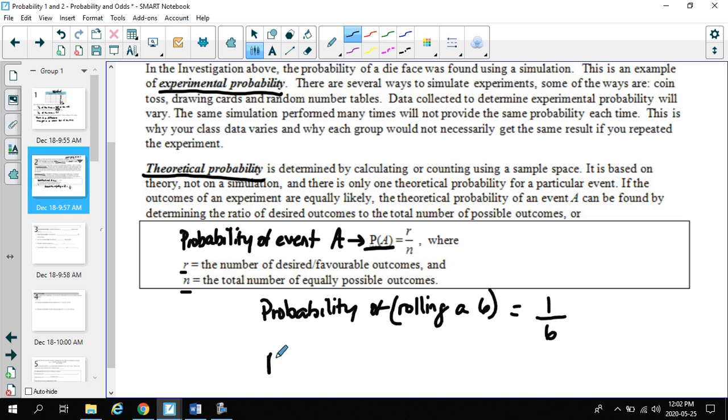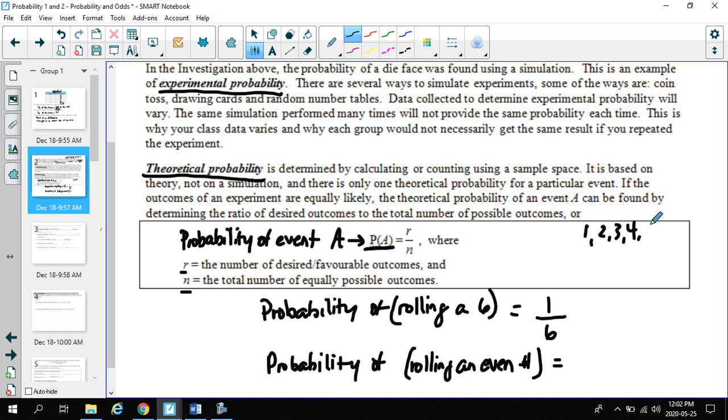We could also have something like the probability of rolling an even number. So an even number on a die, we know we can roll a 1, 2, 3, 4, 5, or 6. So 2, 4, and 6 are what we're going to call favorable outcomes since we're talking about rolling an even number. So there are 3 possible favorable outcomes: rolling a 2, a 4, or a 6. And again, there are 6 possible outcomes.